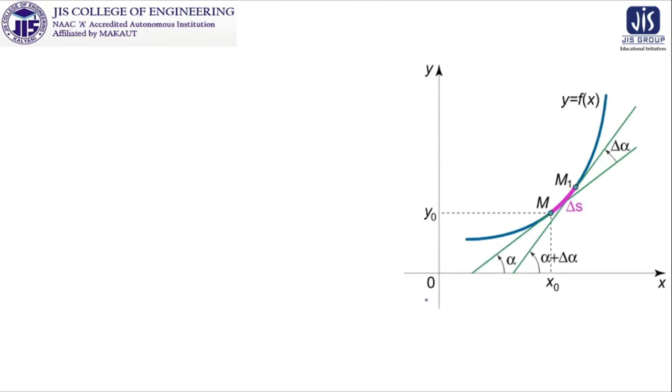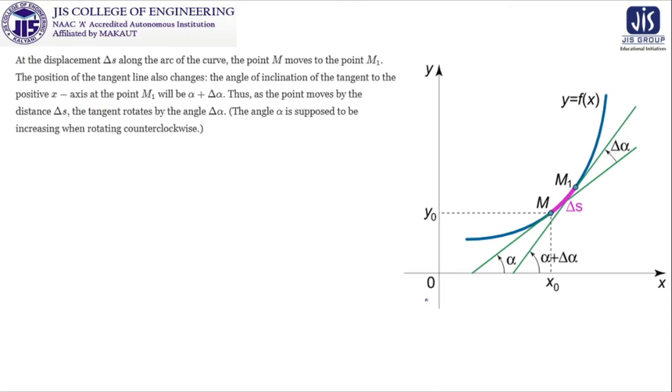So if we take the same diagram and think about the next calculation for this problem, what I have already mentioned is that at the displacement of del s, meaning from M to M1, the position of the tangent line also changes and the angle created with the positive x-axis becomes alpha plus del alpha. Thus, as the point moves by the distance del s, if we think about this M1 to M2 distance del s, then the tangent also rotates by the angle del alpha.